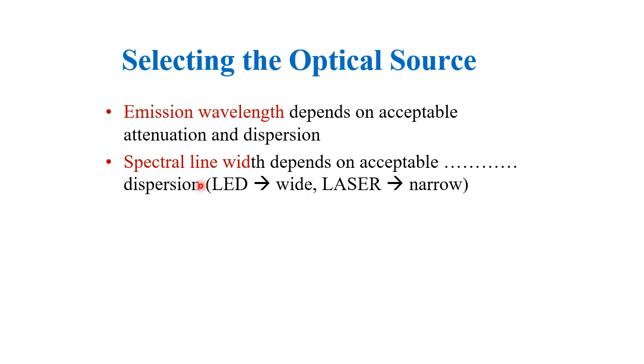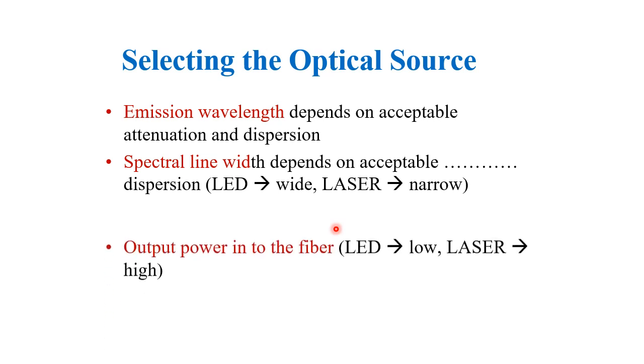Next one is spectral line width, and that depends upon the acceptable dispersion. For example, the spectral line width of the LED is wide, and at the same time for the laser it will be narrow.